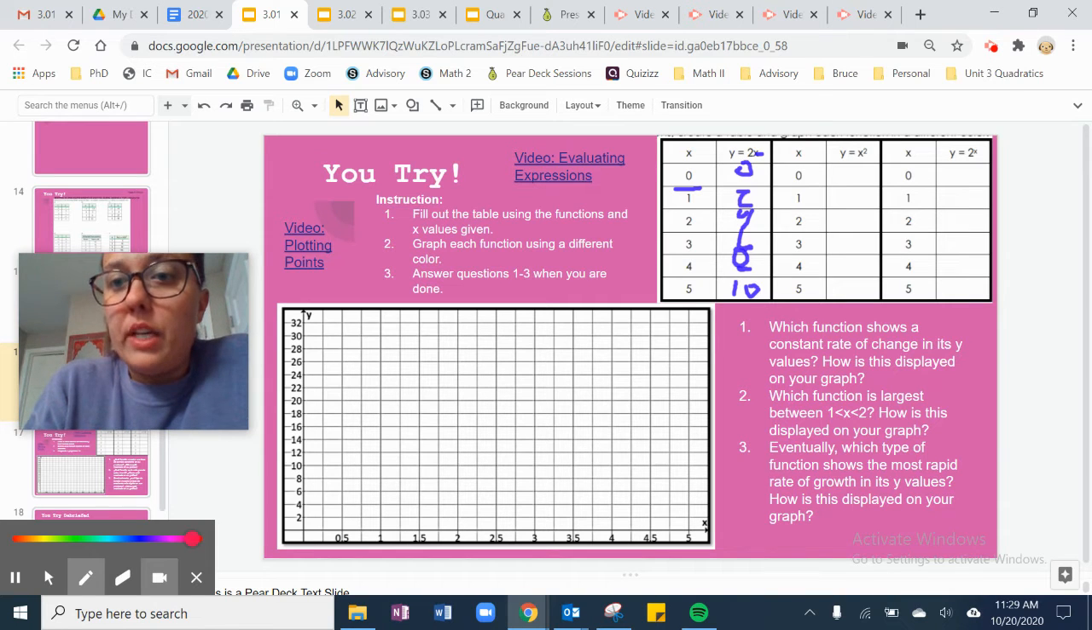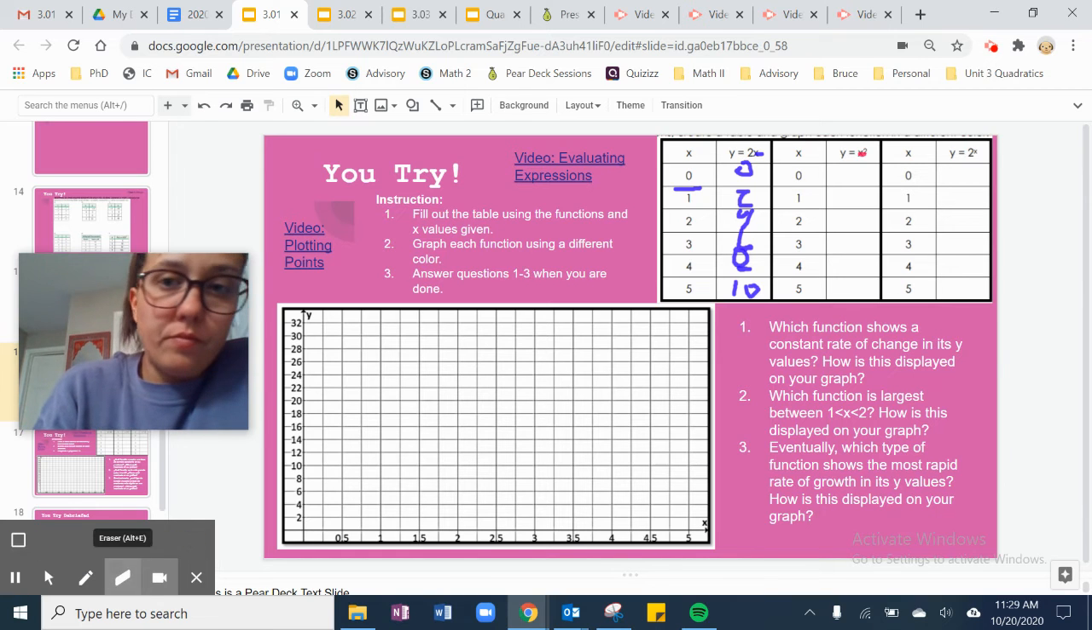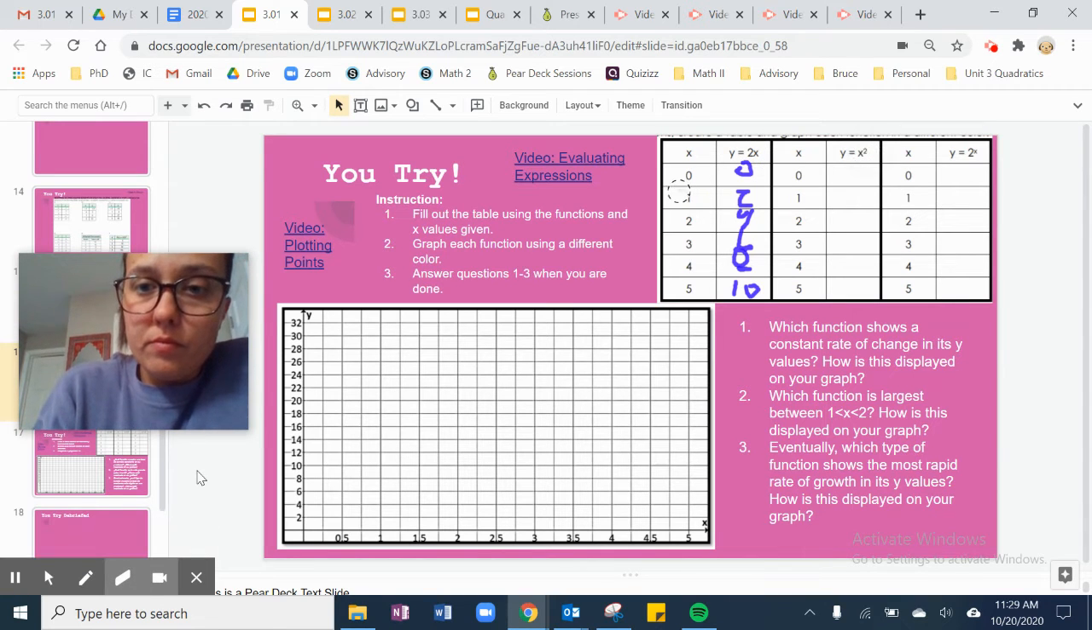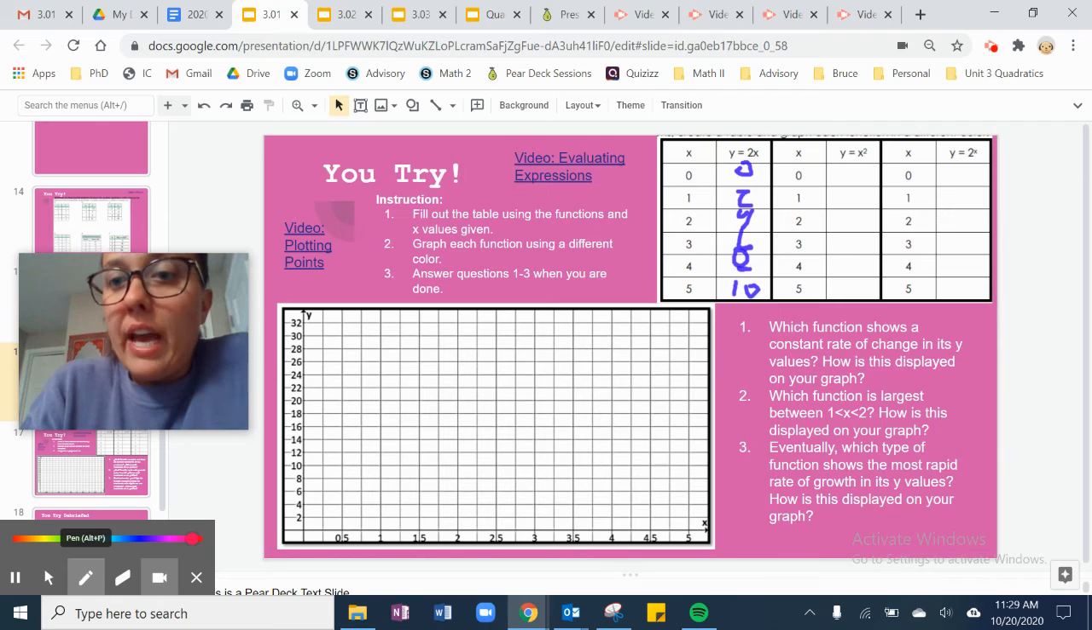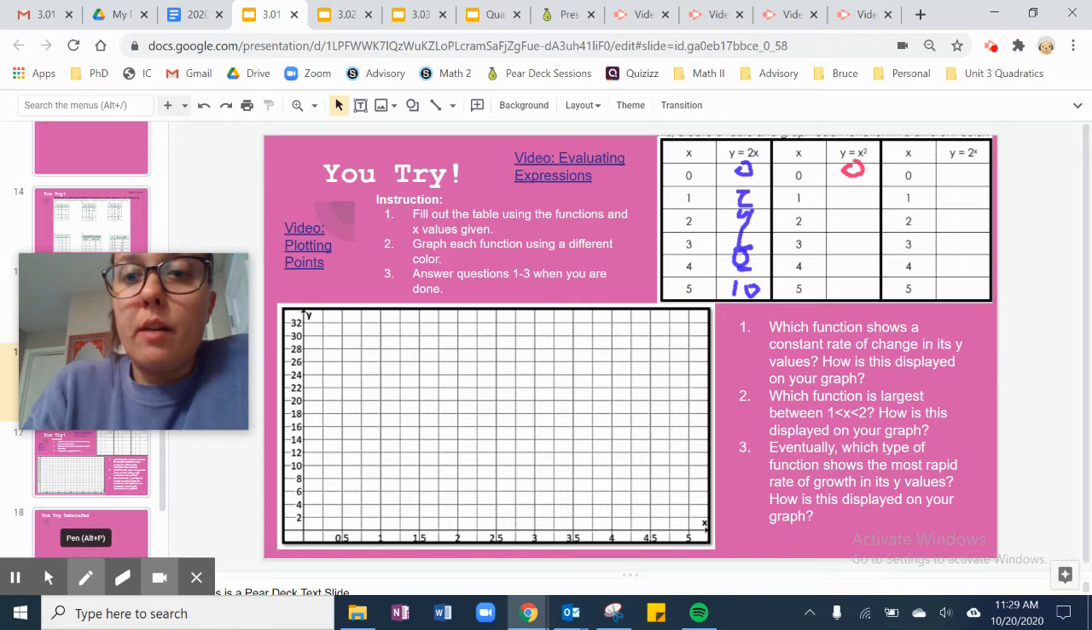For this one, when I plug in 0 to this x, zero to the second power is still 0. 1 to the second power is 1. And I'm going to be thinking about it like this, you guys. I'm just going to be expanding it in my mind and then multiplying the number by itself twice. So then 2 times 2 is 4. 3 times 3 is 9. 4 times 4 is 16. And 5 times 5 is 25.